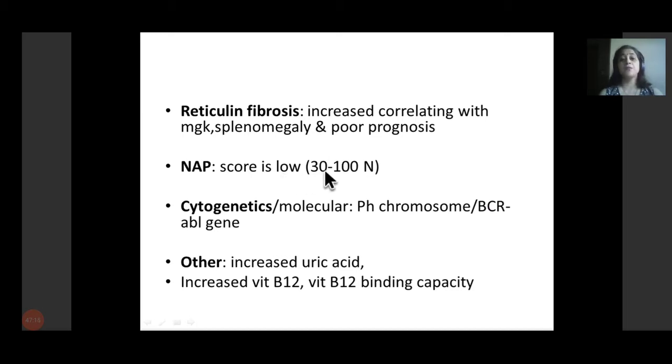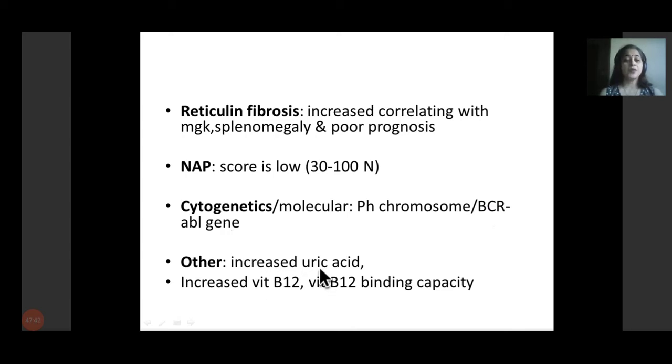But in the leukemoid reaction, it will be more, almost up to 120 to 150 to 200. And in the bone marrow biopsy, there will be myelofibrosis and an increase in the megakaryocytes, and they will correlate with the blast percentage, splenomegaly, and therefore prognosis. On cytogenetics, I said the Philadelphia chromosome, and on molecular, the BCR-ABL gene is to be established.